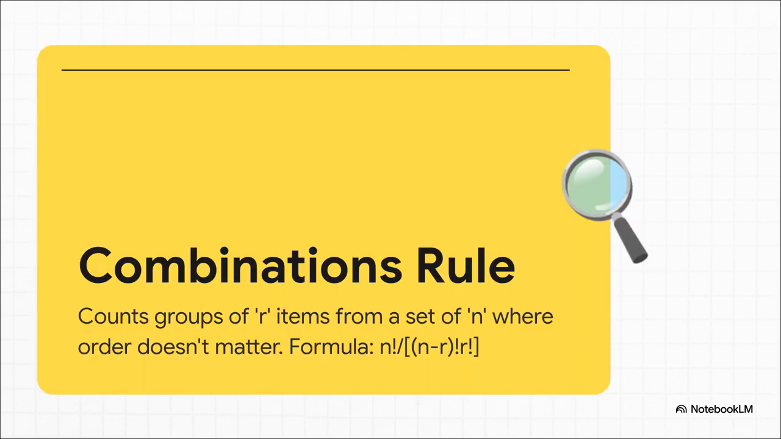And here's the formula for combinations. Now, look closely. See that extra r factorial on the bottom? That's the only difference from the permutation formula. And that little piece is the magic ingredient. It's what mathematically divides out all of the duplicate arrangements to give you just the number of unique groups.